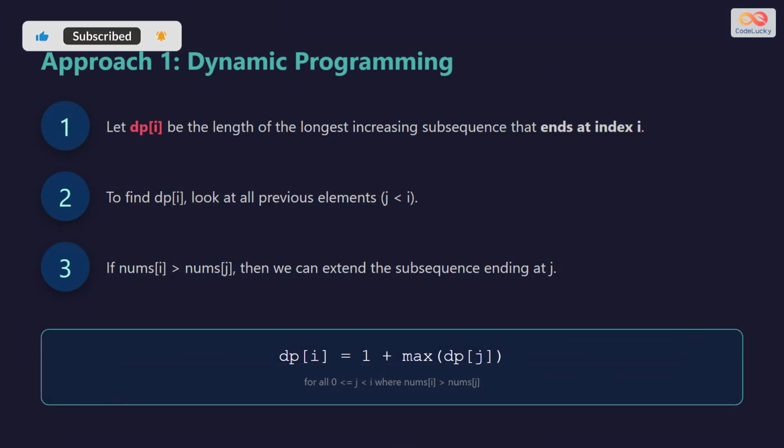Let us solve this using dynamic programming first. We define a state, dp[i], representing the length of the longest increasing subsequence that ends specifically at index i. To calculate this, we check every index j before i. If the number at i is greater than the number at j, we can potentially extend the subsequence ending at j.